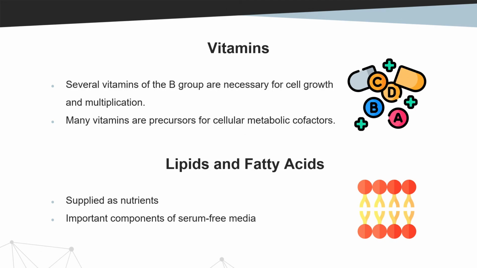Next, you have vitamins, lipids, and also fatty acids. Vitamins: you will have several different types of vitamins in the B group that are necessary for cell growth and multiplication, or proliferation. All these different vitamins are precursors for cellular metabolic cofactors, so they are really important for cellular function. Lipids and fatty acids are also supplied as nutrients and they are very important components of serum-free media. Cells are very dependent on lipids and fatty acids for many different kinds of cellular roles and for happenings that are taking place within the cells. So these are really key nutrients that you have to add in your cell culture media.